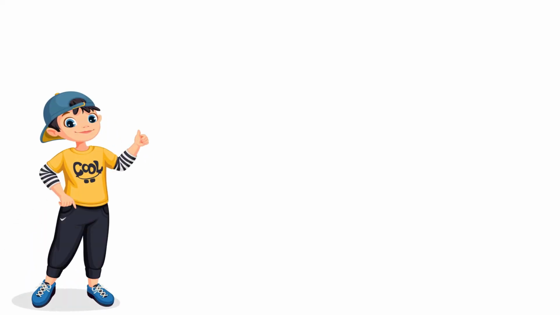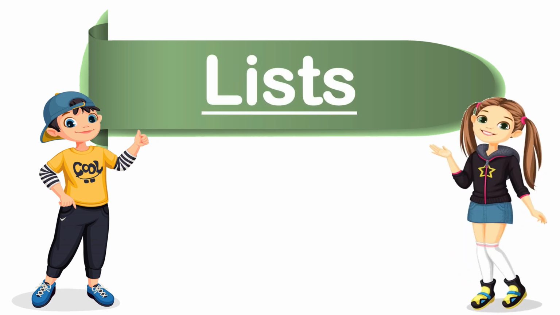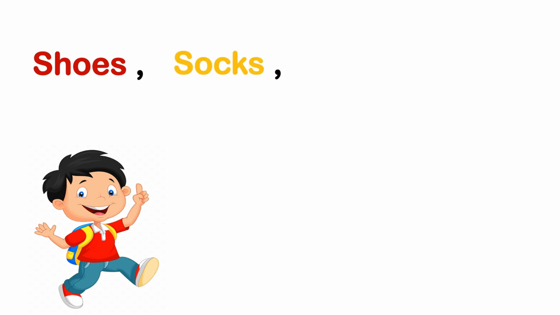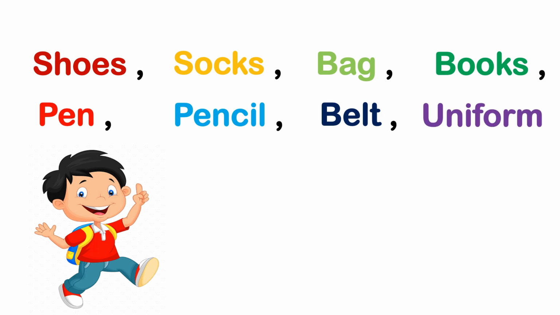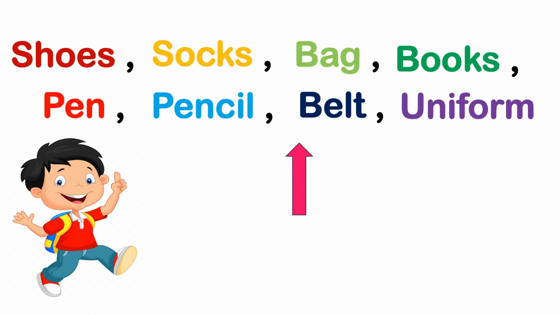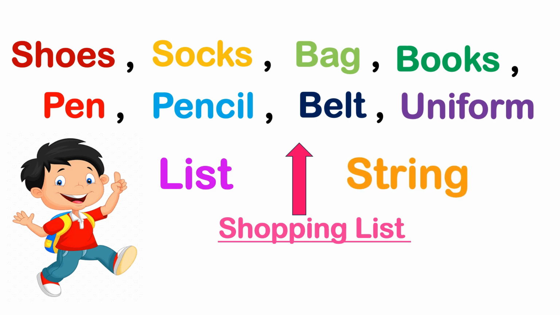Hello everyone. We will start with the new topic which is list. Lists are more powerful than string. I will show you the example of list. Shoes, socks, bag, books, pen, pencil, belt, uniform is the shopping list. Right? So we will take it as our first example and I will also show you the difference between list and string.